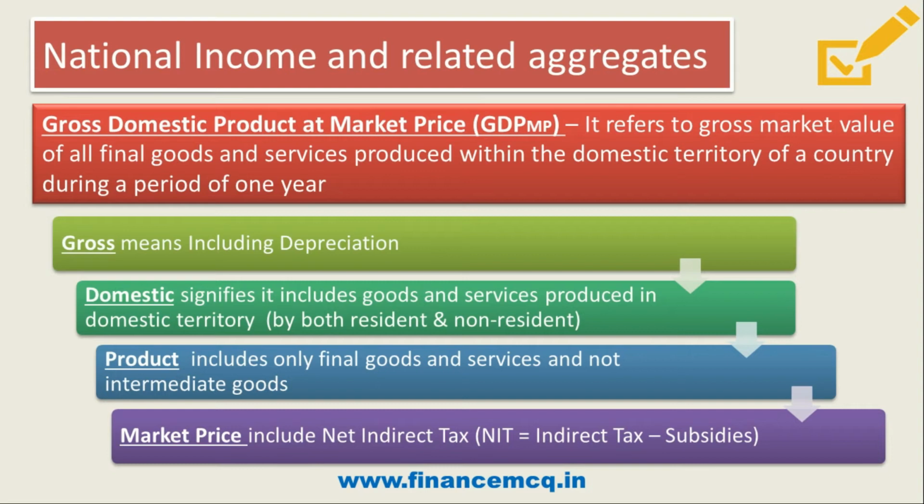In the same way, the market price will be 300 rupees, net of any taxes, that is indirect tax minus any subsidy. So the final market price will be 300 rupees. I hope this market price concept is also clear. So friends, this is GDP at market price.